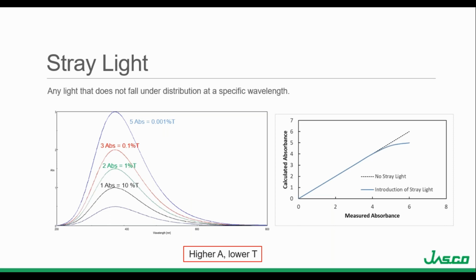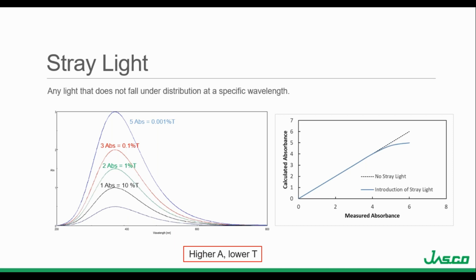Stray light is one contributing factor to errors in measured absorbance and is any light that doesn't fall under the Gaussian distribution at specific wavelengths. Since UV-Vis spectrometers measure the ratio of the incident light to the transmitted light, any light that does not reach the detector is considered absorbed by the sample, since the instrument detector can't differentiate between absorbed and stray light.